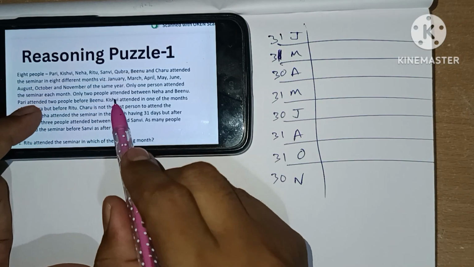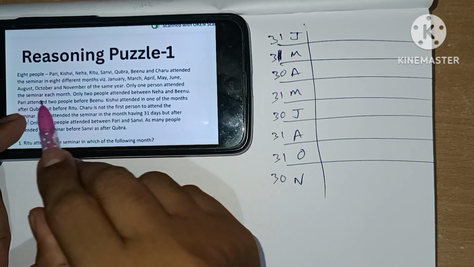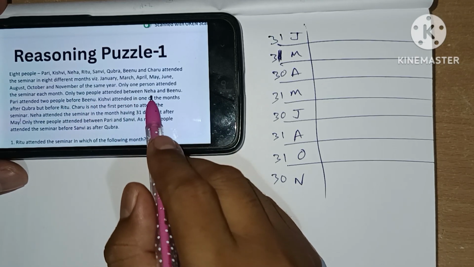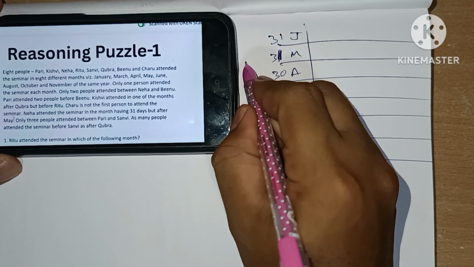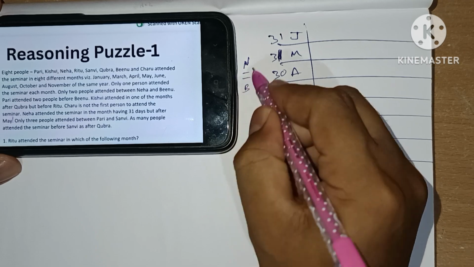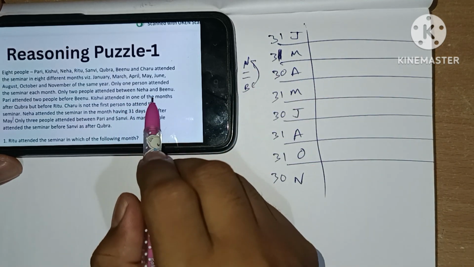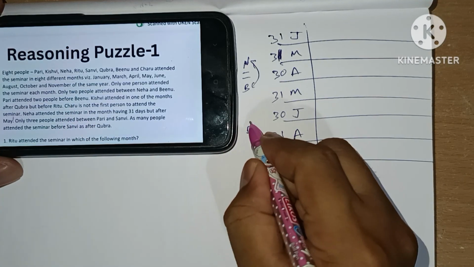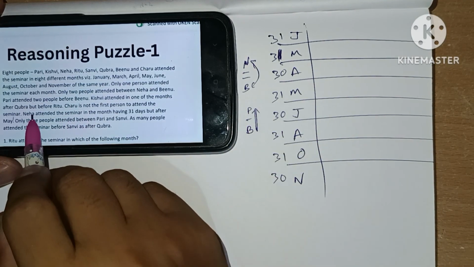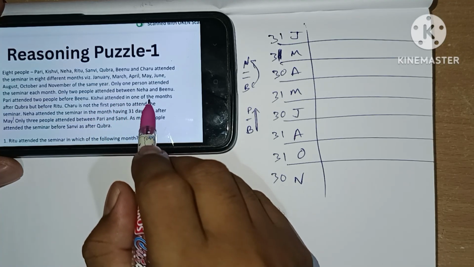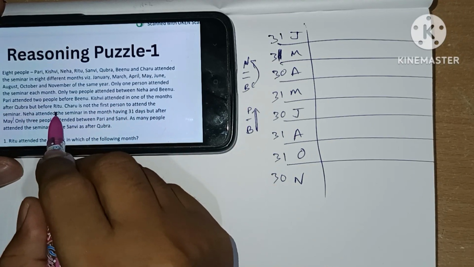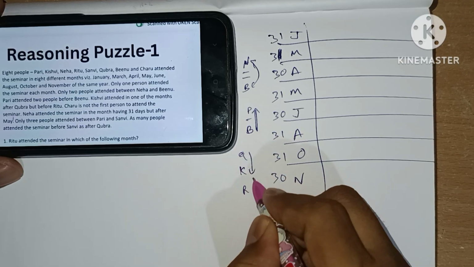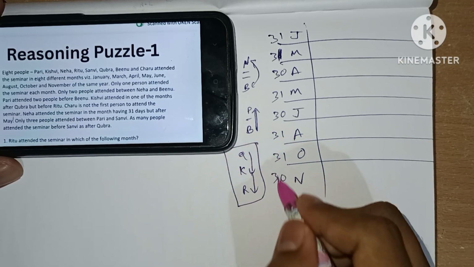Let's see the statements that are given. Only one person attended between the seminar and each. Okay. Only 2 people attended between N and B. So 2 people between N and B. Okay. Pari attended 2 people before B. Next one. K attended in one of the month after Q but before R. K after Q but before R. So this is the sequence.